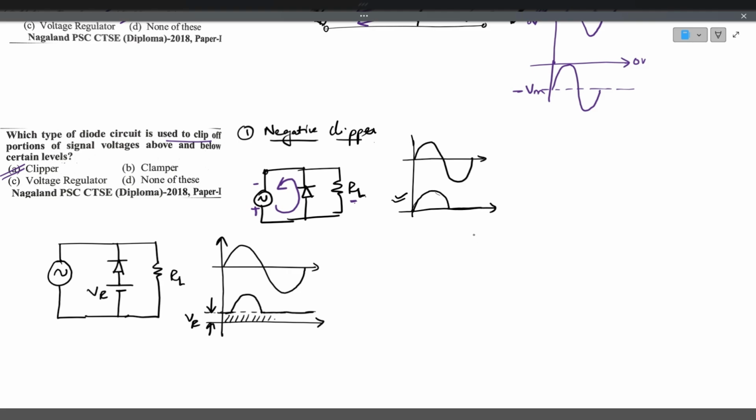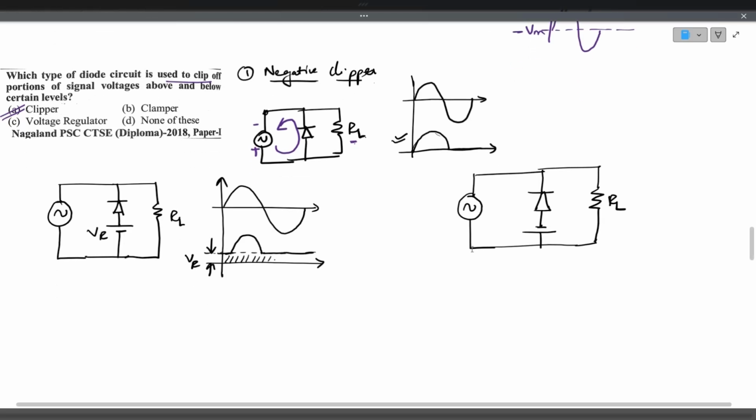Similarly, for the same negative clipper, if you add a negative bias voltage. Why I'm teaching all these things is, by looking at the circuit, you should be able to judge what the output waveform is in the examination. This will save your time as well as effort. You have to practice this.